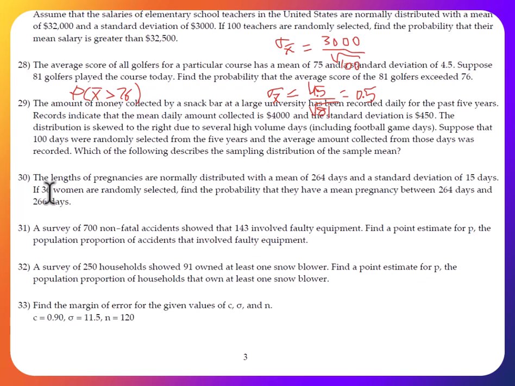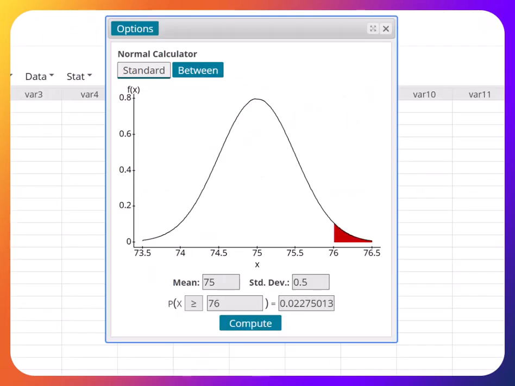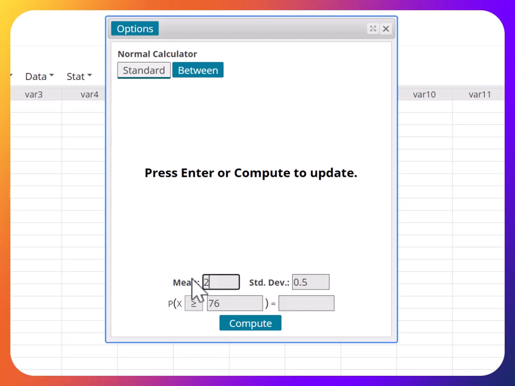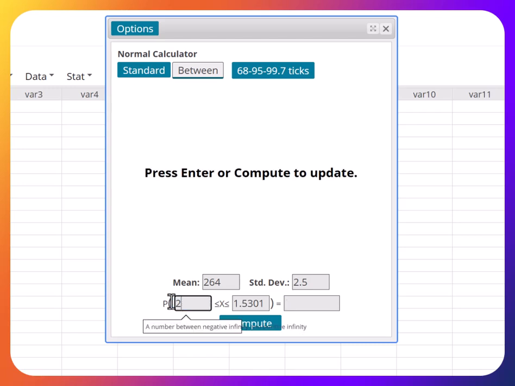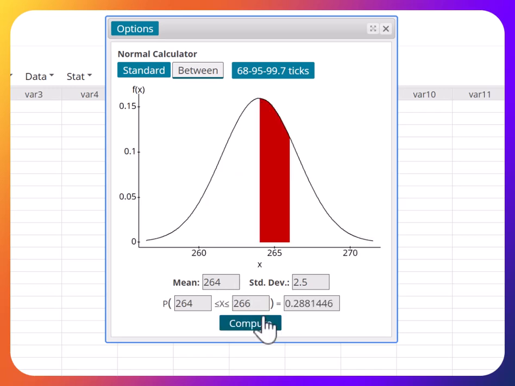So we're going to go to StatCrunch. We're going to input 264 and 2.5. And then we have to find the probability of X bar between 264 and 266. There you go. That's the answer.